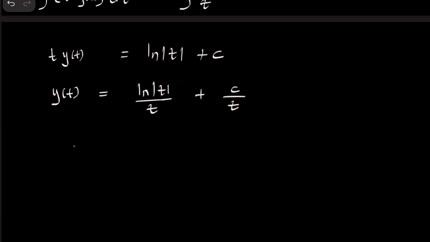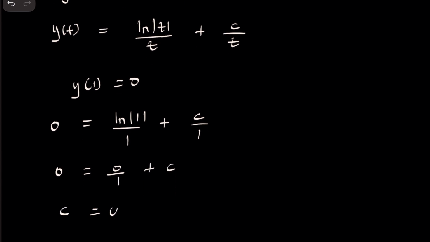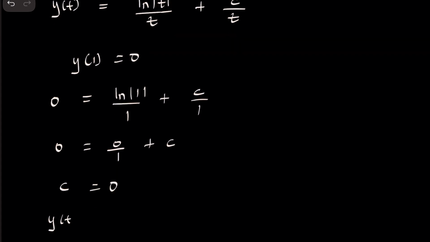We had our question to be an IVP, that's y of 1 is equal to 0, and so we must substitute in these points in order to find our constant c. So when t is 1, y is equal to 0, and so we are going to have 0 is equal to ln of 1, because t is 1, divided by 1 plus c on 1. Now ln of 1 is equal to 0, so we are going to have 0 on 1 plus c, which implies that c is equal to 0. And so our particular solution will be given as y of t is equal to ln of the absolute value of t on t.